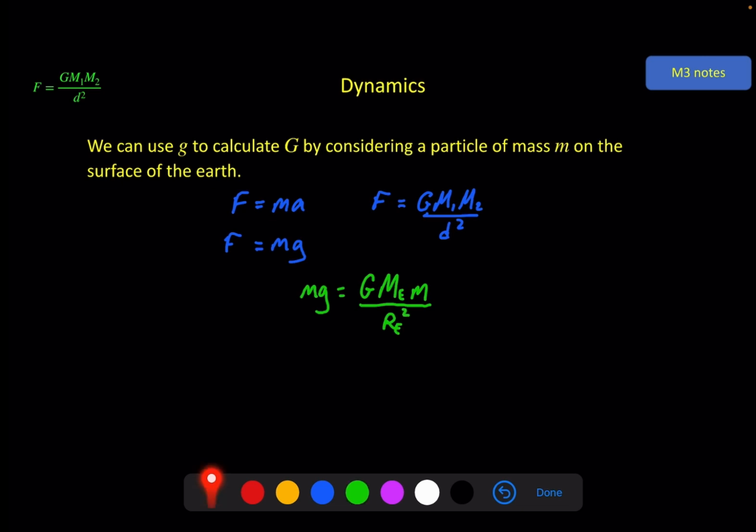And now we can rearrange, and we get capital G, if we cancel those two m's there, is equal to little g times the radius of the Earth squared divided by the mass of the Earth. Now the radius of the Earth squared is obviously a very large number, but it pales in comparison to the mass of the Earth. This is a huge number.